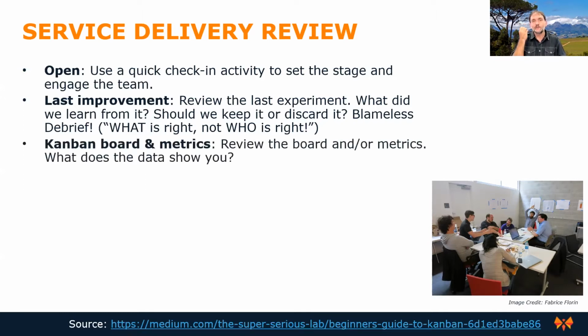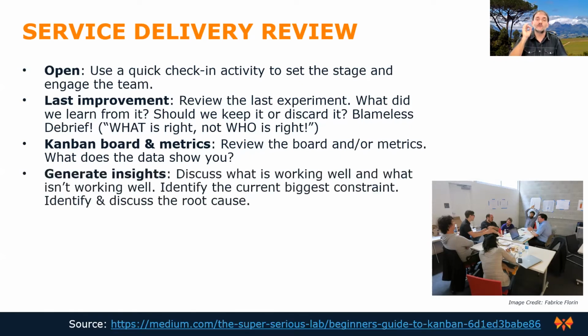As a next step, we really need to look at our Kanban board. What is it telling us? What do the metrics say? What does the data show us? Only now we are going to discuss what is working well, what's not so working so well, and identifying our current biggest constraint. And with that, we are going to try and identify the or a root cause.